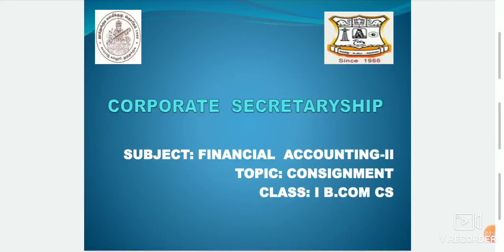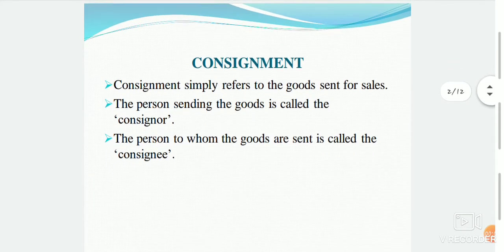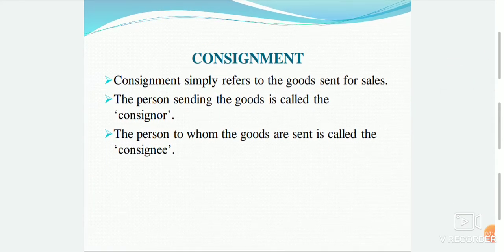In this video, I have to explain consignment. Meaning, consignment simply refers to the goods sent for sales. The person sending the goods is called the consignor. The person to whom the goods are sent is called the consignee. Consignment means a quantity of goods delivered to someone.